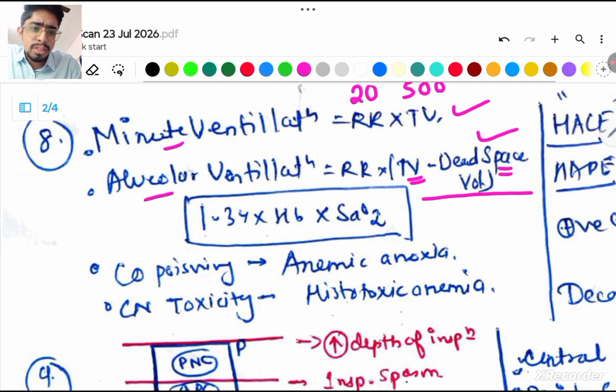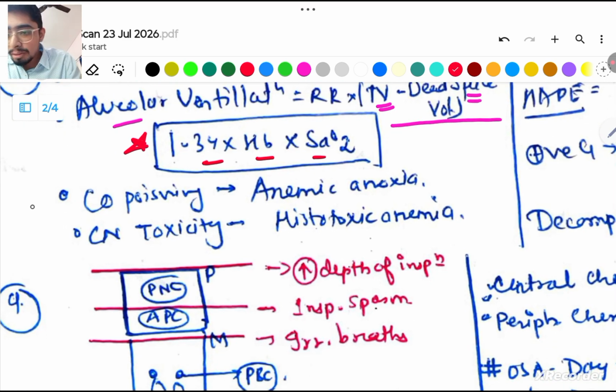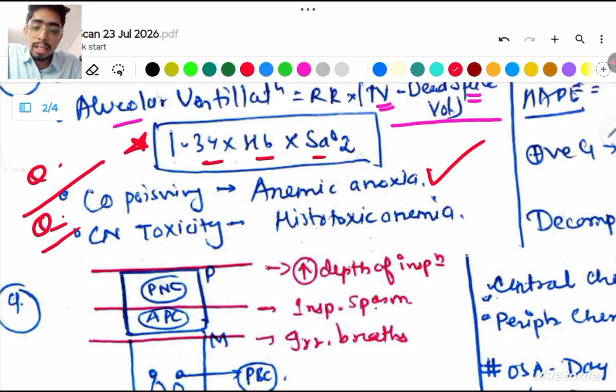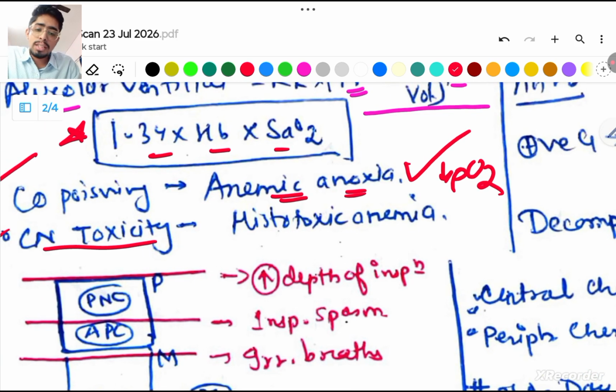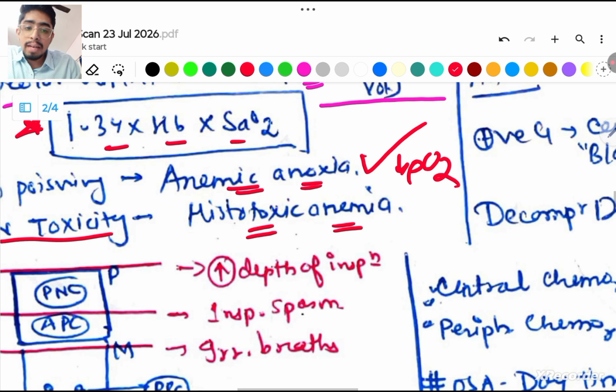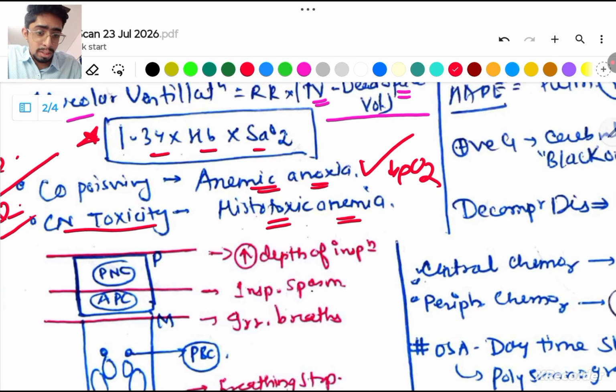Now this is the very famous formula. One gram of hemoglobin carries 1.34 ml of oxygen. Okay, now very very important two questions. In carbon monoxide poisoning, what happens, and in cyanide toxicity, what happens? In carbon monoxide poisoning, there is an anemic anoxia, because there is a decrease in oxygen carrying capacity. Now what happens in cyanide toxicity? In cyanide toxicity, there is a histotoxic anoxia. The PO2 is also normal, every parameter is normal, but because the tissues cannot utilize oxygen, there is a histotoxic type of anoxia.